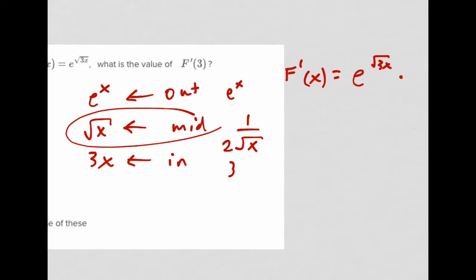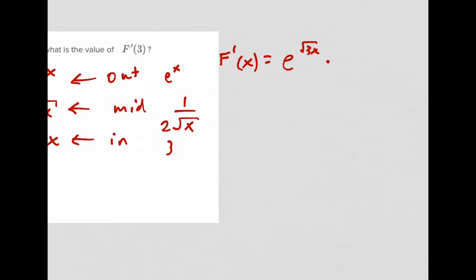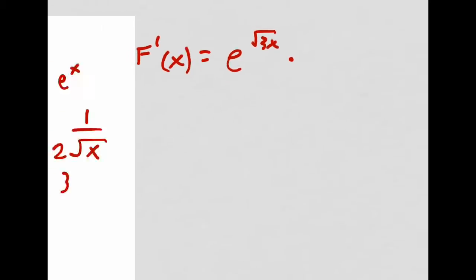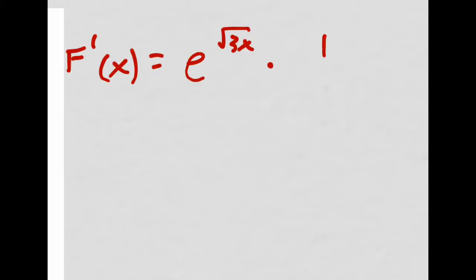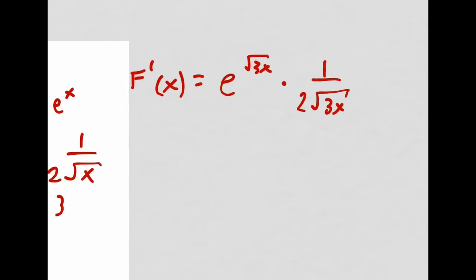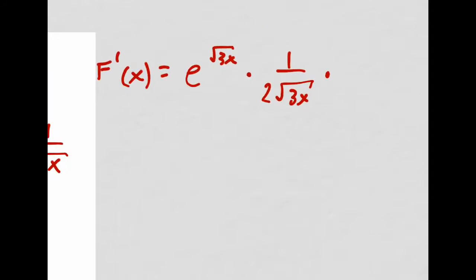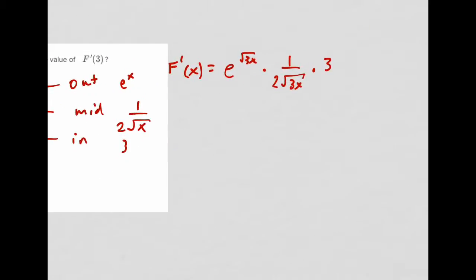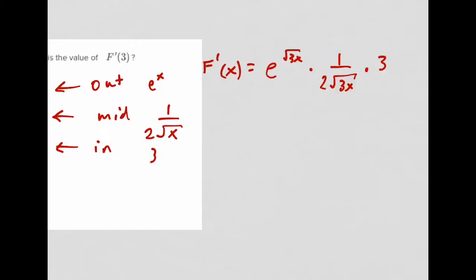Now I have to go to my middle function. That's another chain rule. The derivative of the square root of x is just 1 over 2 times the square root. However, it's the derivative of the outside with the inside the same, so I must keep this 3x in there. And then times the derivative of the inside of that, so times 3. That's how I use this. If you write it down, it becomes very easy, very simple, and you put in a 3.